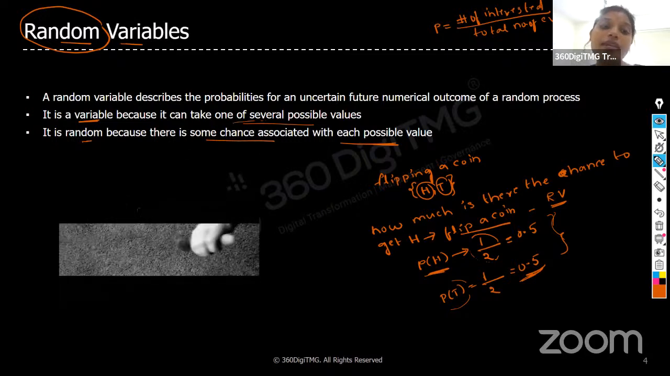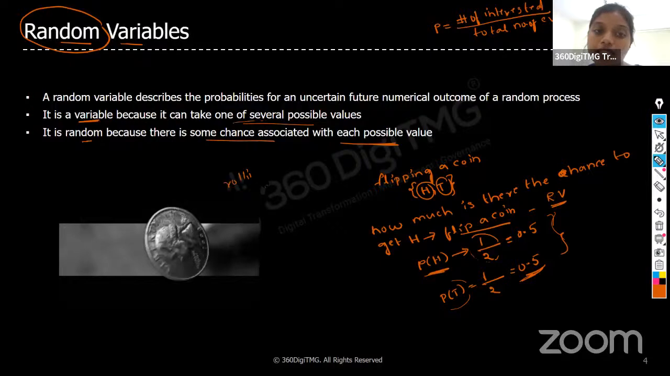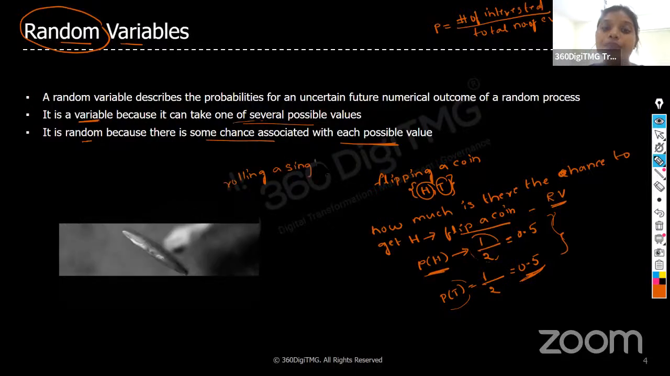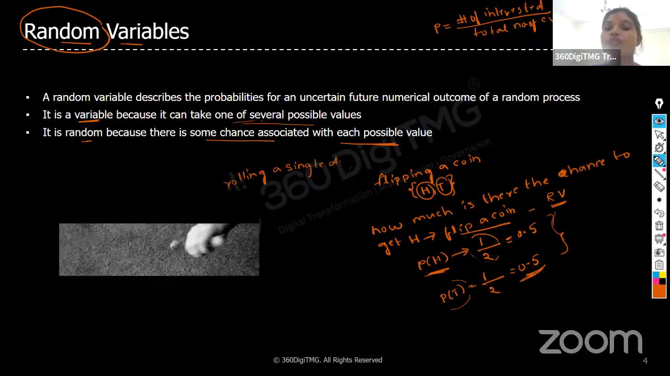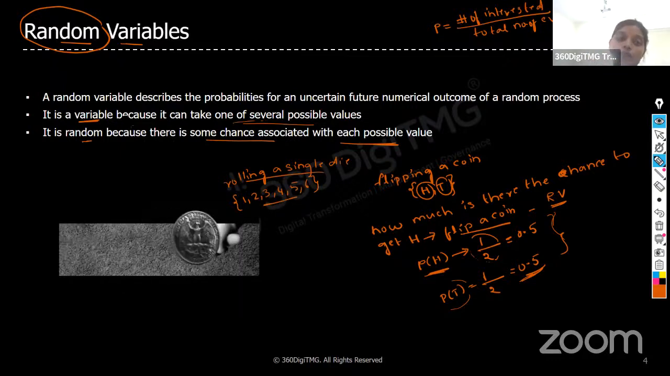Now we will take the same example just like before: rolling a single die. I'm not changing this one. So rolling a single die is also a random variable. Why? Because when we are rolling it, the possible values are 1, 2, 3 up to 6. So 1, 2, 3, 4, 5, 6. These are the possible values, so these are varying. That's why it is called a variable.